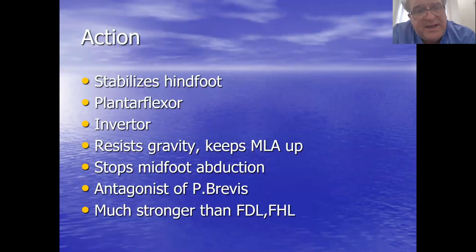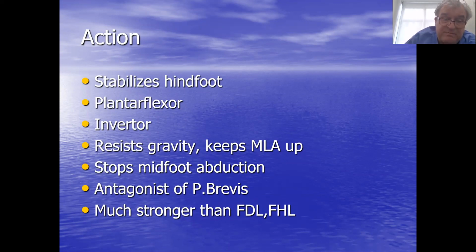So what does it do? It stabilizes the hind foot. It keeps your arch up. It acts as a plantar flexor and an inverter, and it's a strong resistor of gravity. In other words, once it becomes damaged or doesn't work, the medial longitudinal arch will collapse. It prevents abduction of the midfoot. Its opponent is peroneus brevis, which acts to evert and dorsiflex. It is much stronger than FDL and FHL, which is important because these are the tendons which are used should you need to do a tendon transfer for an insufficient tib post.